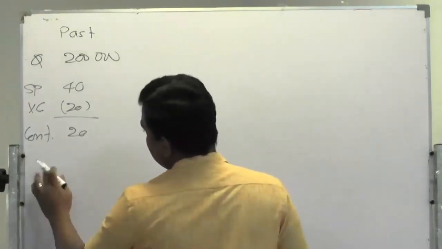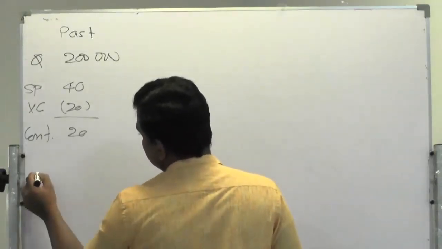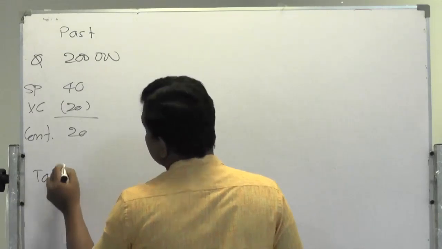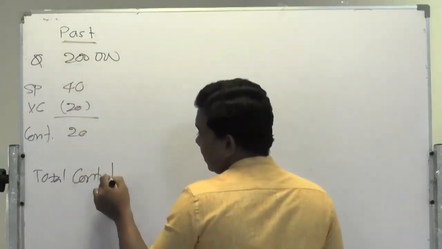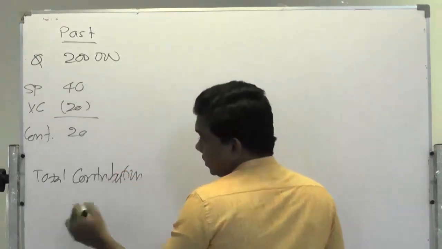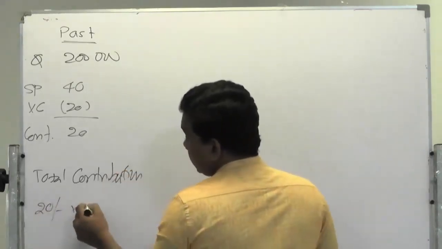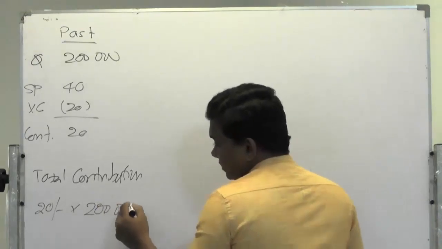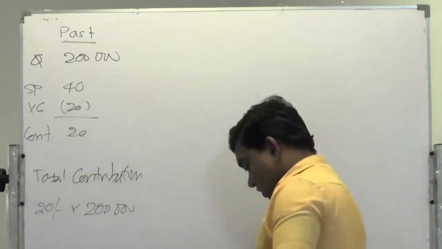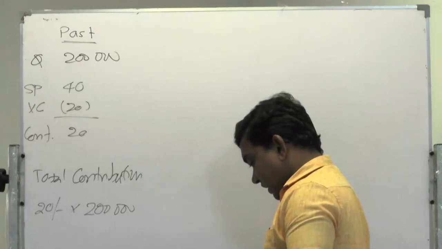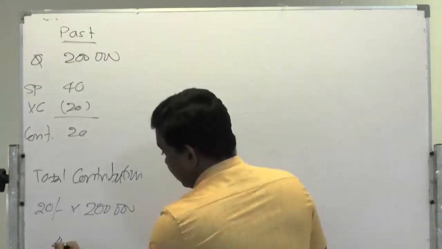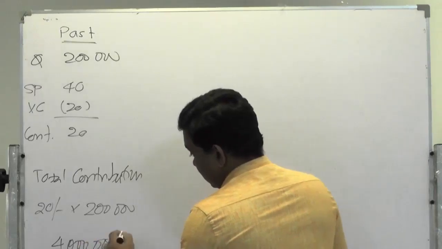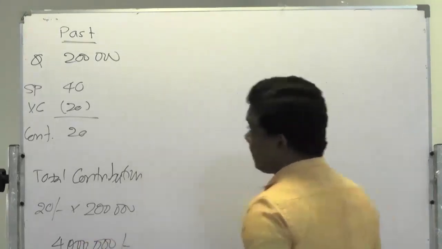Therefore, you can calculate the total contribution in the past situation, right? Total contribution will be 20 rupees into 200,000 units. Therefore, your total contribution will be 4 million. Yes, rupees 4 million. This is the total contribution in the past.